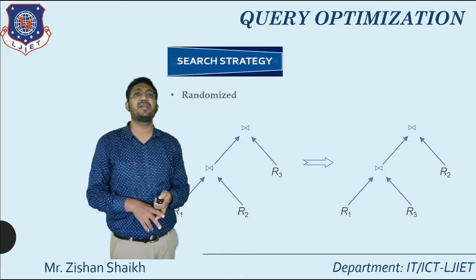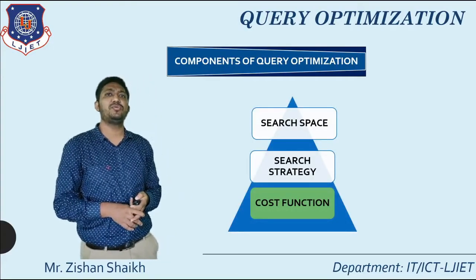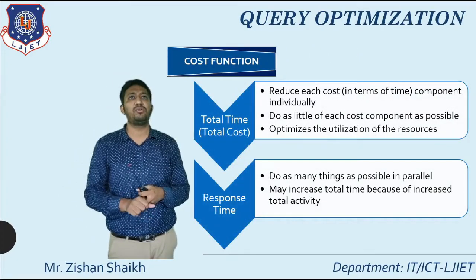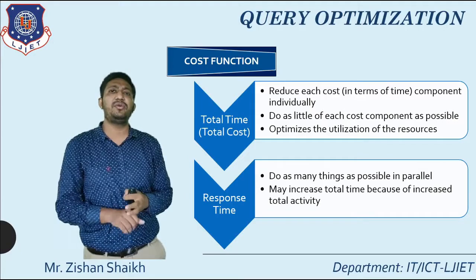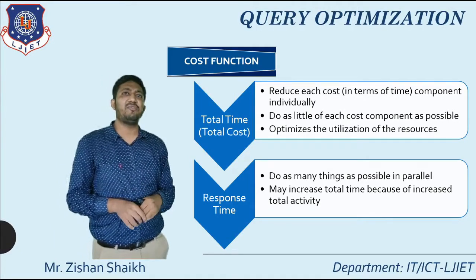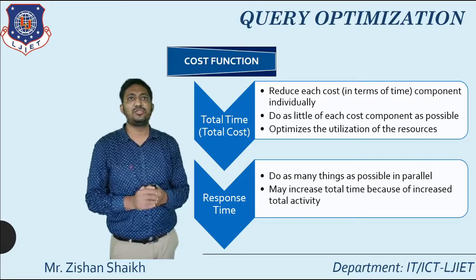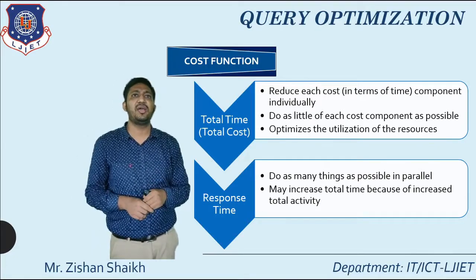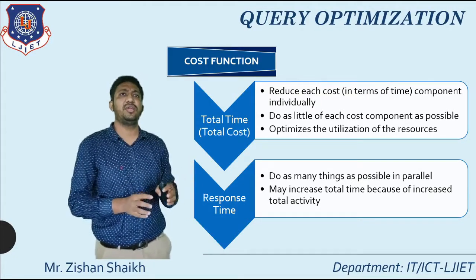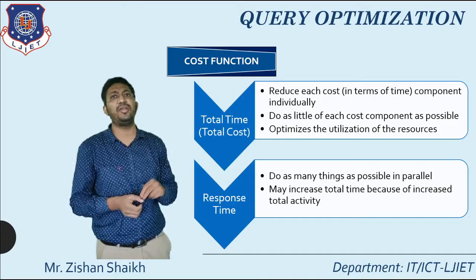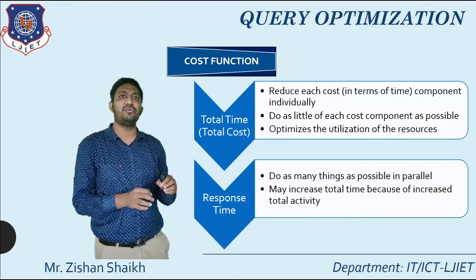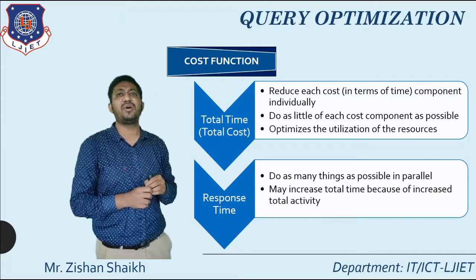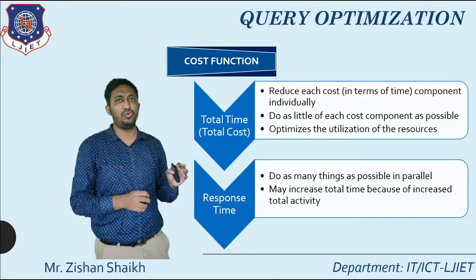Now finally, how exactly the cost will be evaluated will be decided by our cost function. How the cost will be used is the motto of our cost function. Cost will be used in terms of time, and that time will be total time and response time. When we are talking about total time, it optimizes the utilization of the resources, and it reduces each cost in terms of time as well as each component individually. So here we have to compare each and every component which is part of the execution of the given query, and that will be considered as the total time.